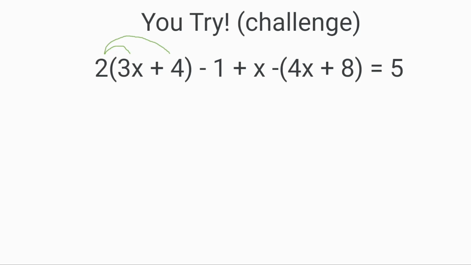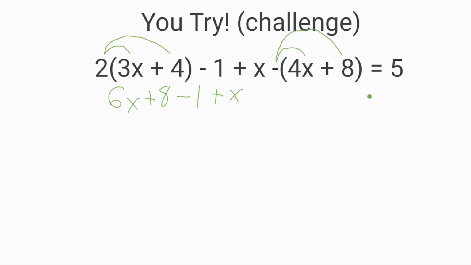So let's go ahead and do that multiplication. That will leave me with a 6x plus 8. And I'm going to write everything we have. We have a minus 1 and a plus x. Now I'm going to stop because we have another set of parentheses here. We can see that it's a minus sign out in front, which is really a negative 1. We just don't write the 1 in math. But that's also being distributed to both the 4x and the 8.